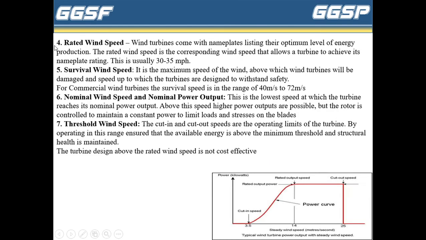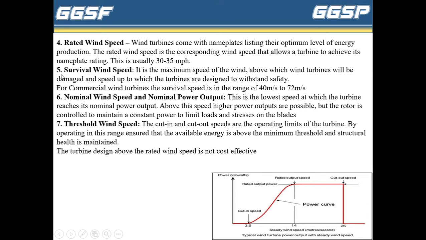Let us see the rated wind speed. What is meant by rated wind speed? Wind turbines come with a nameplate listing their optimum level of energy production. The rated wind speed is the corresponding wind speed that allows the turbine to achieve its nameplate rating. This is usually 30 to 35 mph.